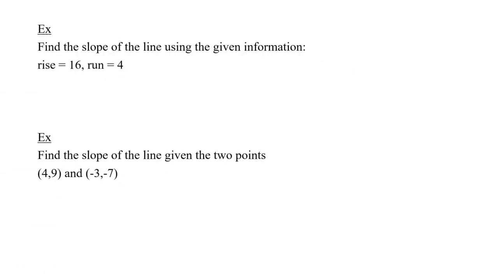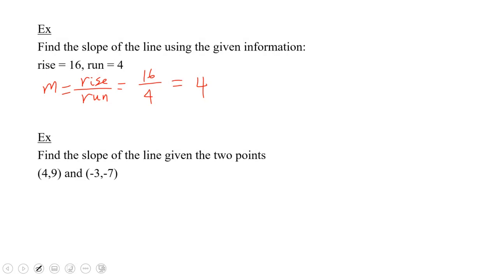We have this example. The first example is simple because we are given the rise and the run. So the slope m is rise over run. The rise is 16, the run is 4. So 16 over 4 is 4. So the slope is 4. Straightforward. In this example we are given the rise and the run, and we are asked to find the slope, which is 4.